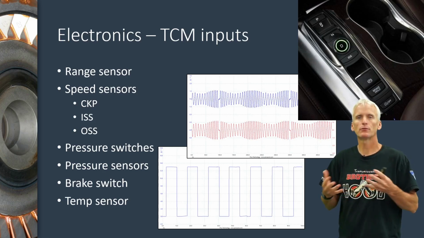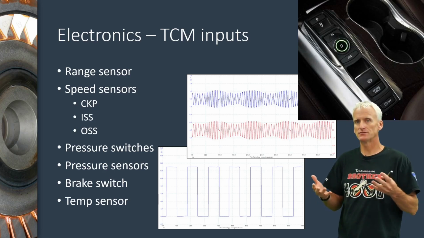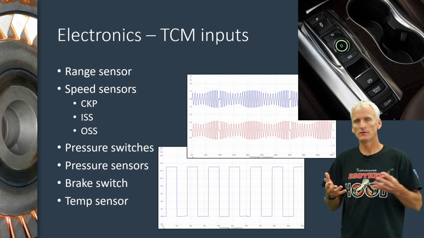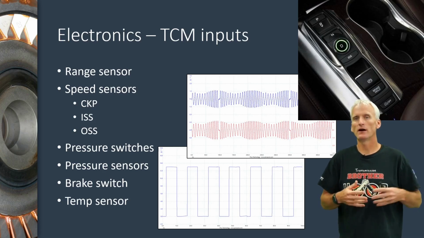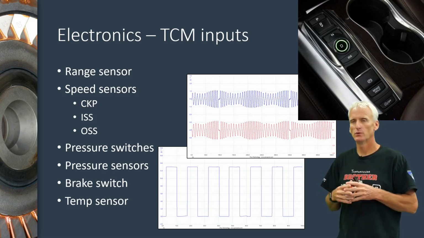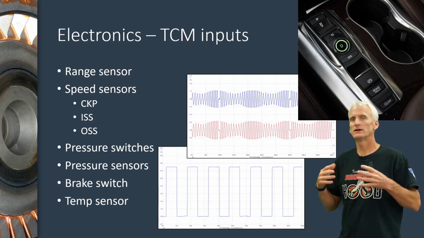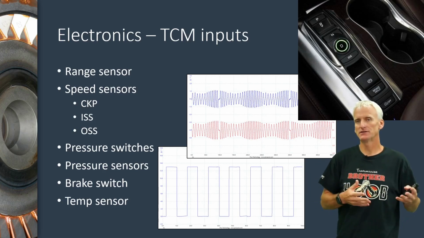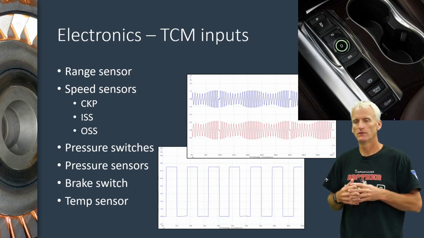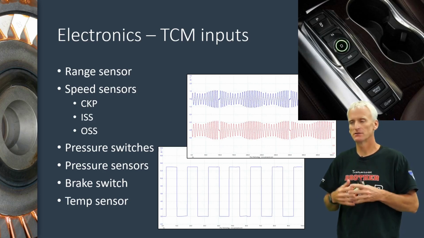There's going to be things like pressure switches or pressure sensors that are going to inform the computer when I'm in a particular gear or how much overall pressure I have. We also have inputs that provide information on load, like a mass airflow sensor or a MAP sensor. The brake switch is also an input. The computer's going to want to know that for transmission operation.